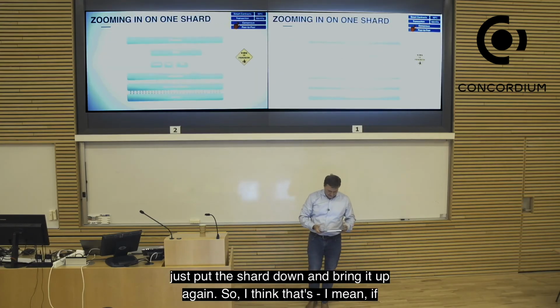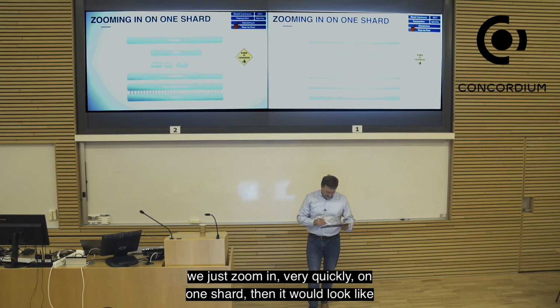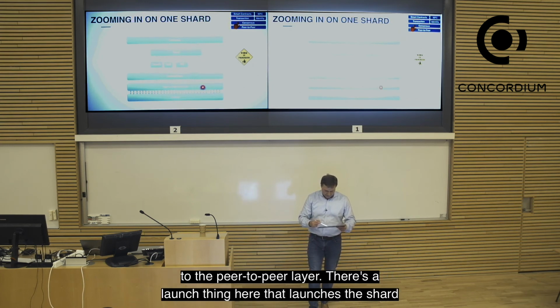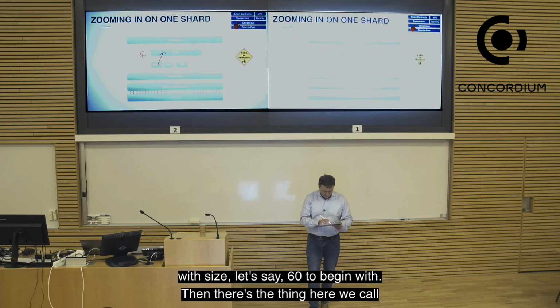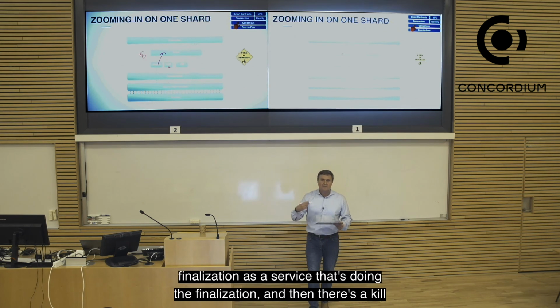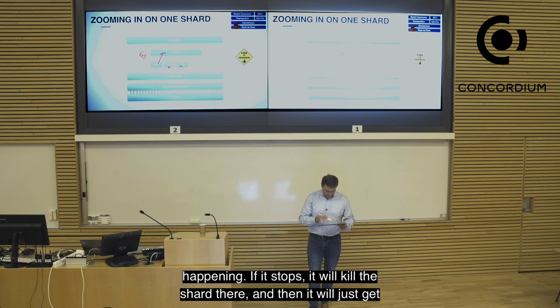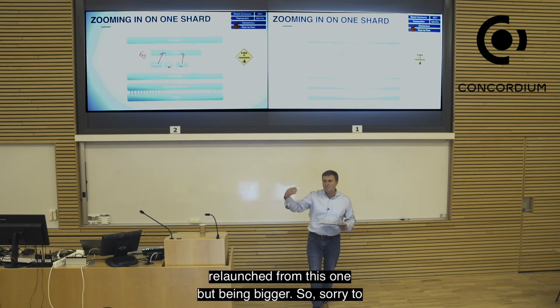If we zoom very quickly in on one shard, it will look like this. The shard here is handling the bulk of the transactions, and goes directly to the peer-to-peer layer. There's a launch component here that launches the shard with a size of, let's say, 60 to begin with. Then there's a component we call finalization as a service that's doing the finalization. And then there's a kill process that's monitoring finalization, how often it's happening. If it stops, it will kill the shard, and then it will just get relaunched from this one, but bigger.